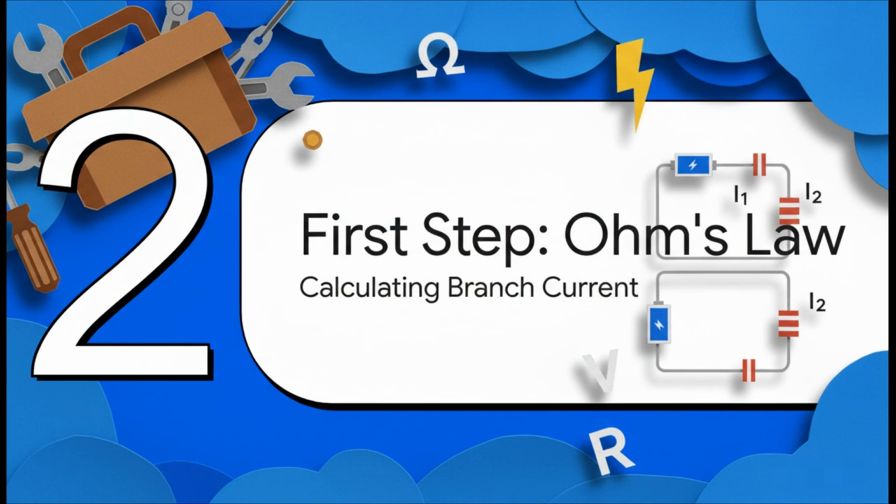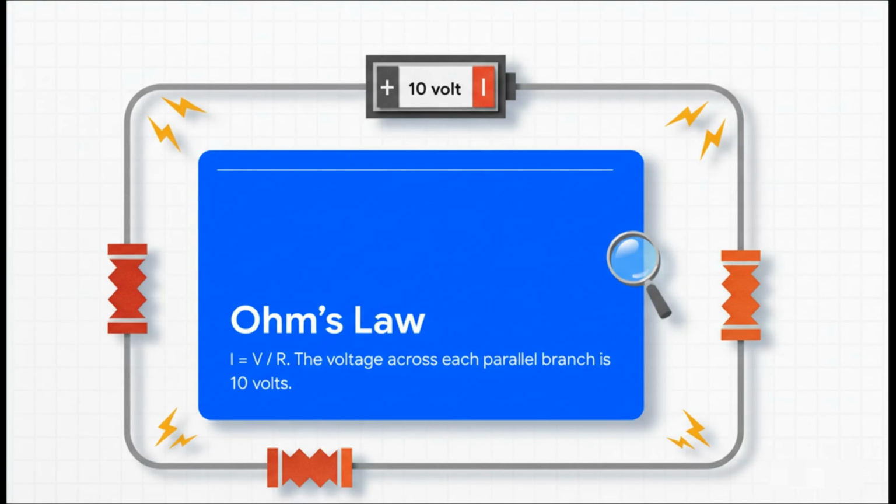Okay, time to do some math. Our first step is to pull out the most fundamental tool we have, good old Ohm's law. We're going to use it to calculate the current in each of those branches, one at a time. So let's remember the absolute classic, Ohm's law. Current is just voltage divided by resistance.